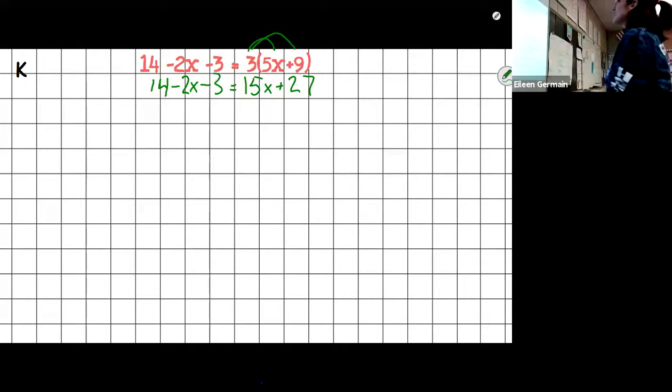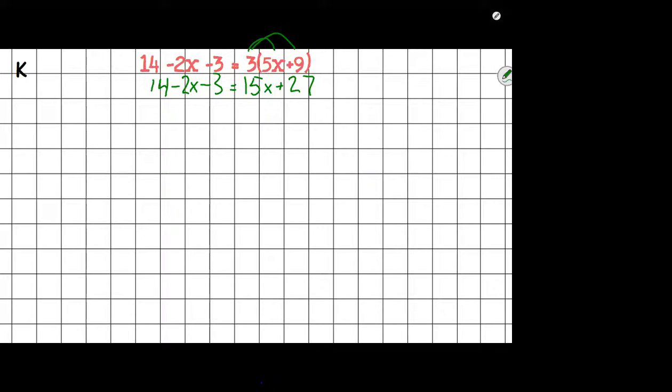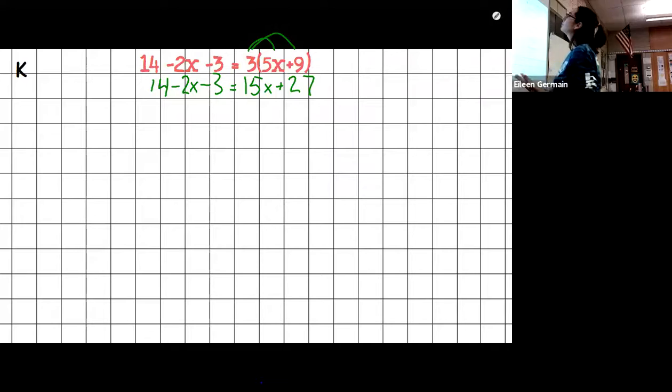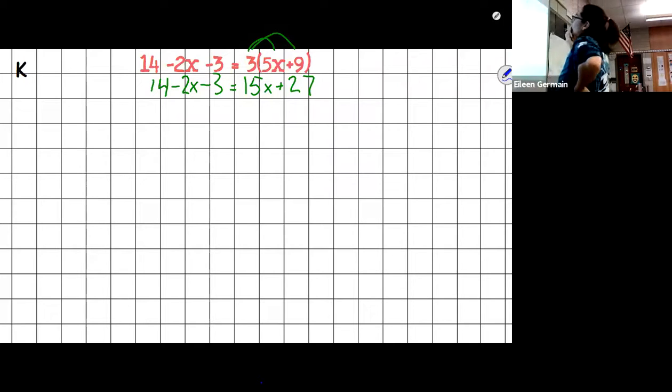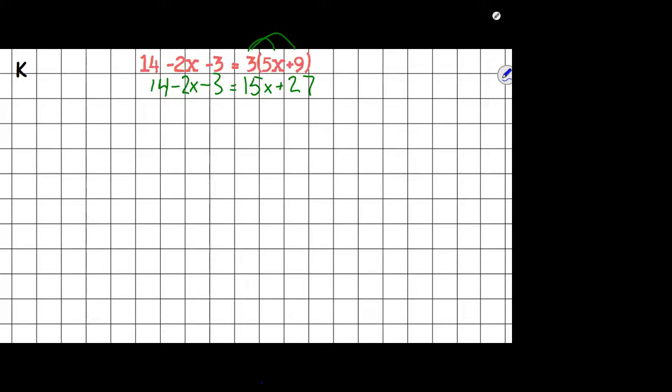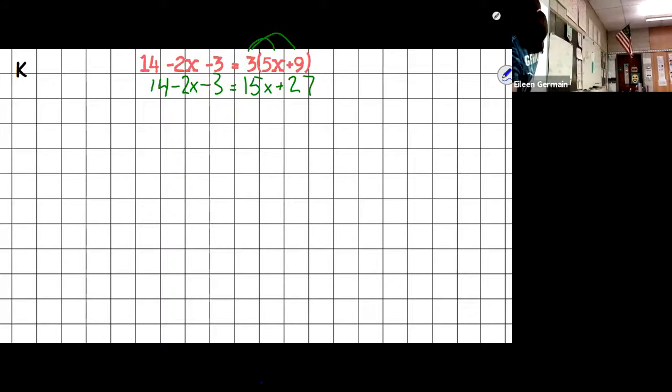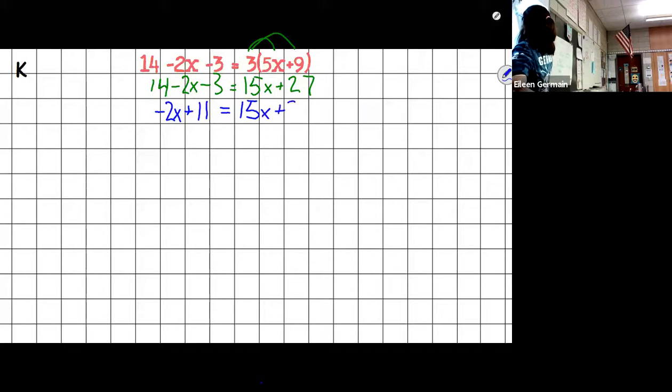So now looking at that left side, I have 2 constants. So what can I do to those 2 constants? Combine them. And what would they combine to, Gabe? Well, we have a 14 and a negative 3. It's a negative 3, so it's going to be 11. Very good. It's going to be 11, and then this minus 2x is going to come down, is equal to my 15x plus 27.